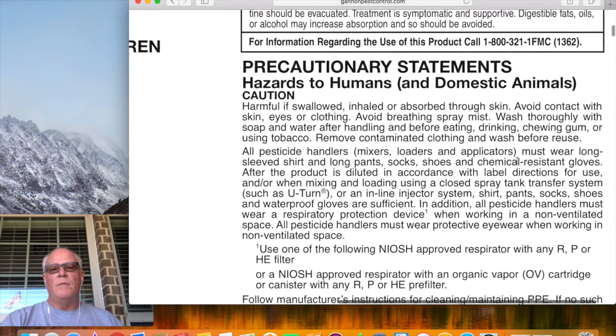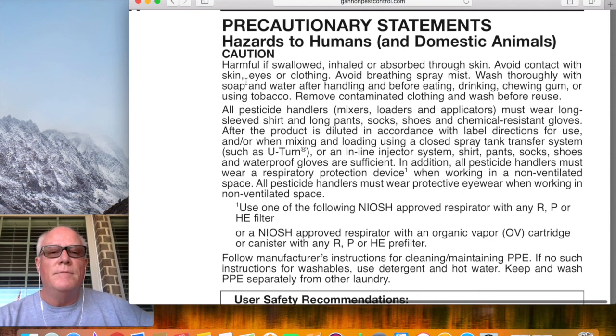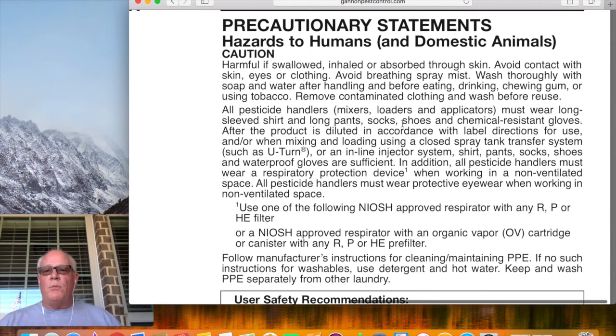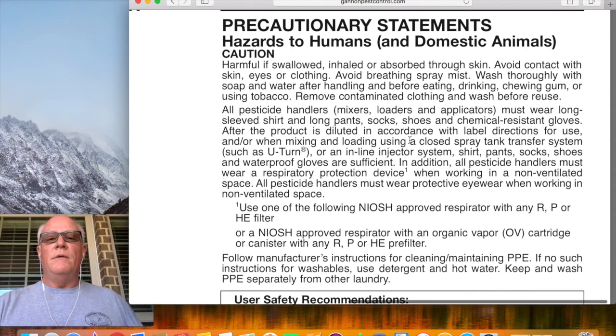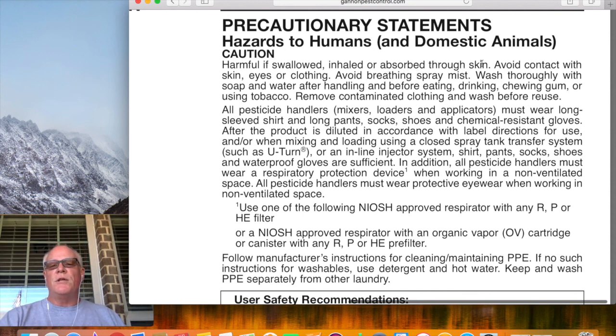Okay. Now, under this precautionary statement, it talks about, first of all, you remember we were talking about the entry points. And so what we have here is it saying that it's harmful if it's swallowed, inhaled, or absorbed through the skin. So there's your entry points. And so that kind of tells you right there that you want to be careful not to drink it. Of course, that's an easy one, right? But you want to be careful not to inhale this as well. And you don't want to get it on your skin because it can be absorbed through your skin. Okay?